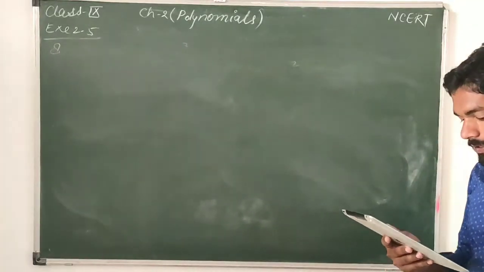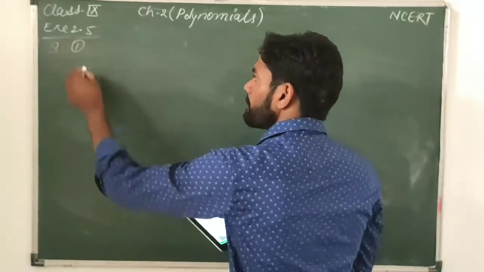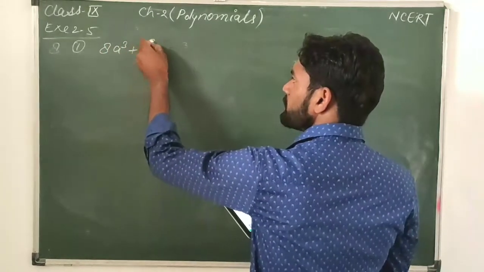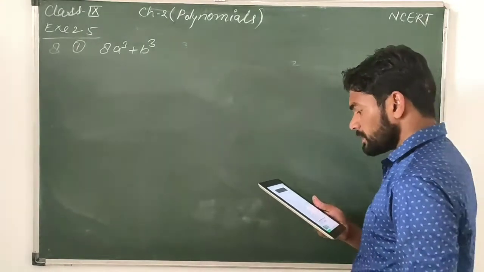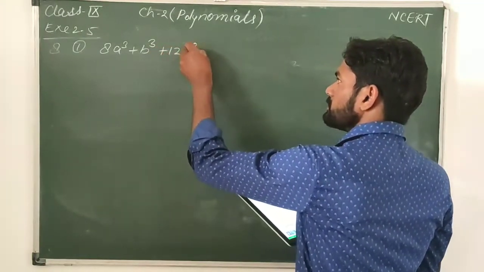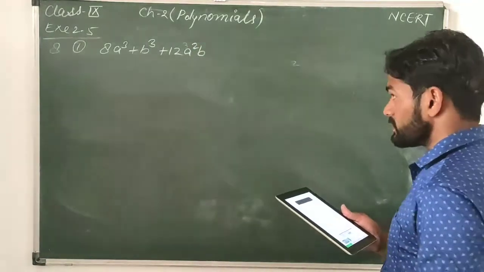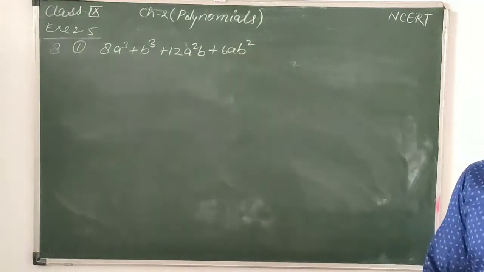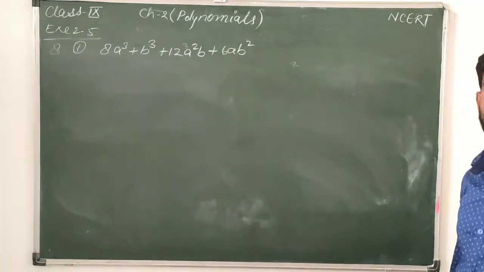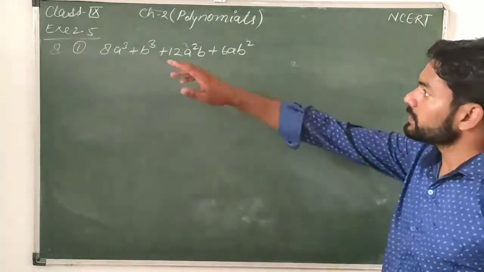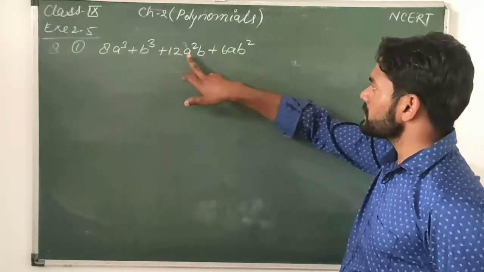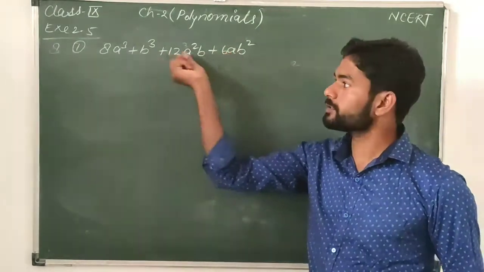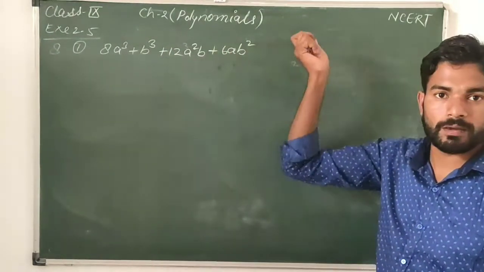Factorize each of the following. Statement is, first statement, 8a cube plus b cube plus 12a square b plus 6ab square. What we are doing right now: a cube plus b cube plus a square b plus ab square. So here 3 is also available and here also available. So a cube plus b cube plus 3a square b plus 3ab square.